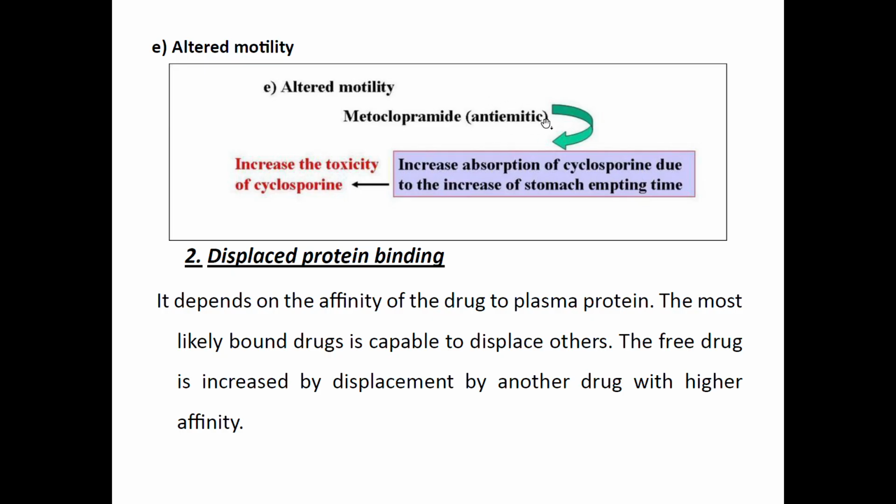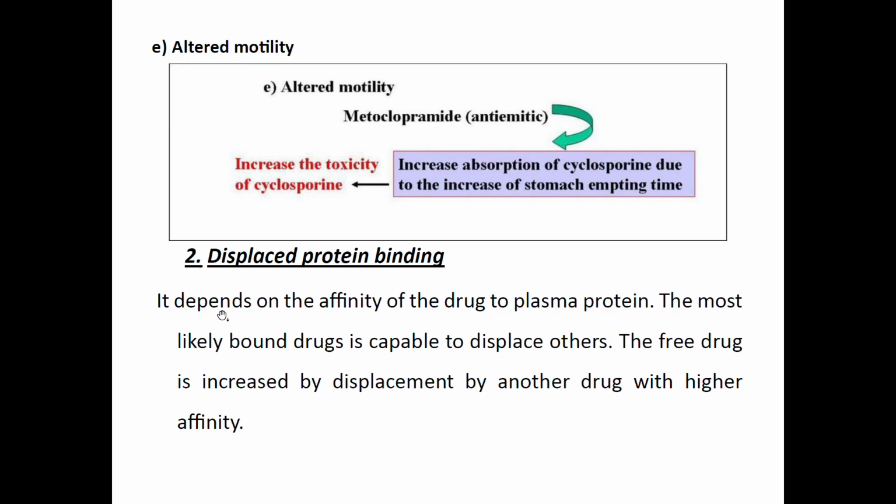So whenever GIT motility has decreased, more drug or food will remain in the stomach for a longer period of time. So whenever they stay in the stomach for a longer period of time, some drugs which get absorbed in the stomach will have a much higher concentration than normal, like cyclosporine. This drug is usually absorbed from the stomach. Okay, so it causes the toxicity of cyclosporine.